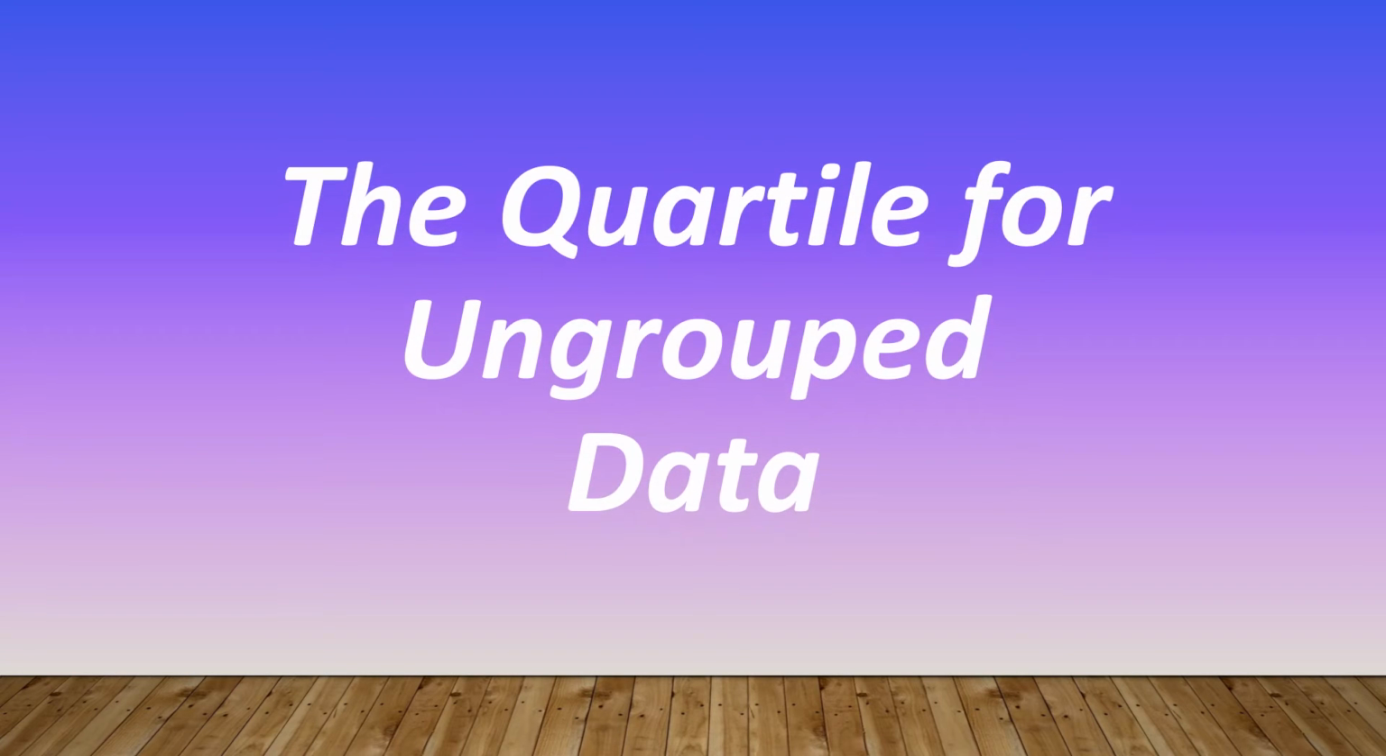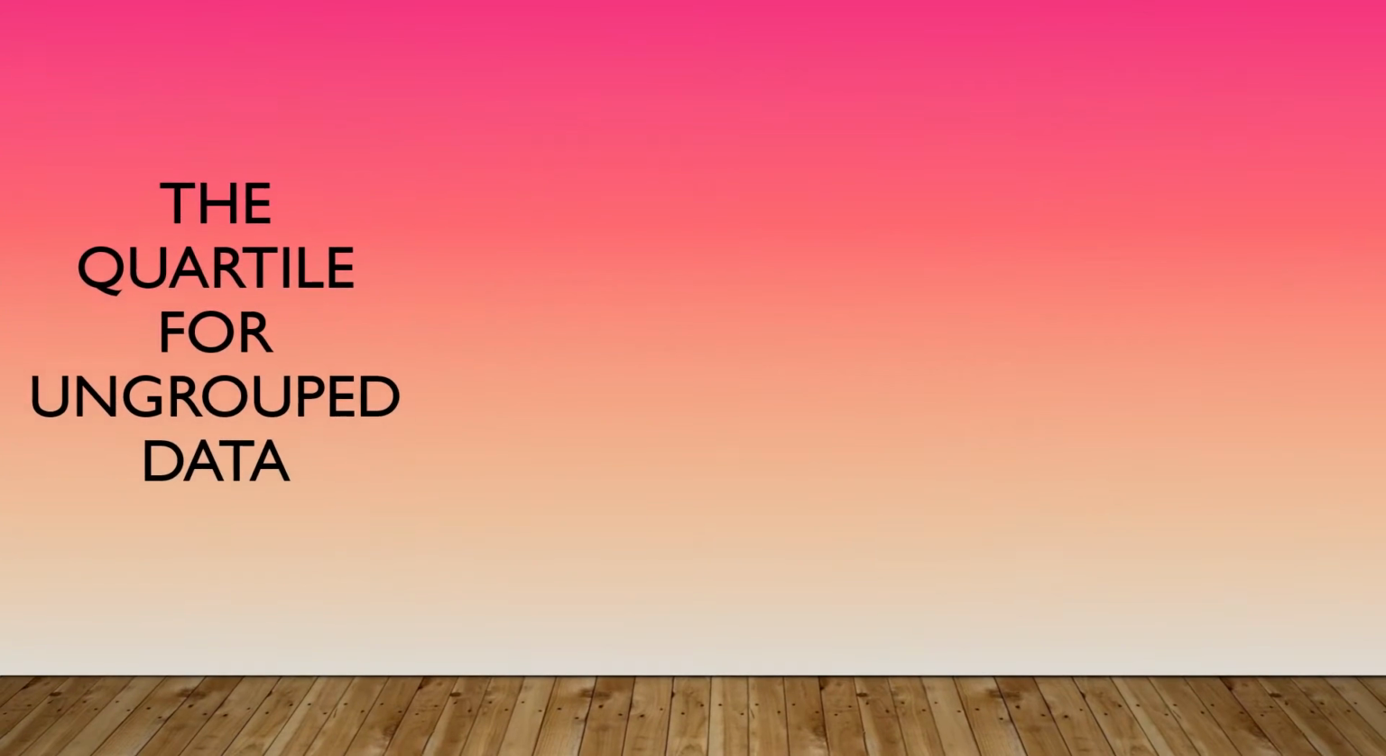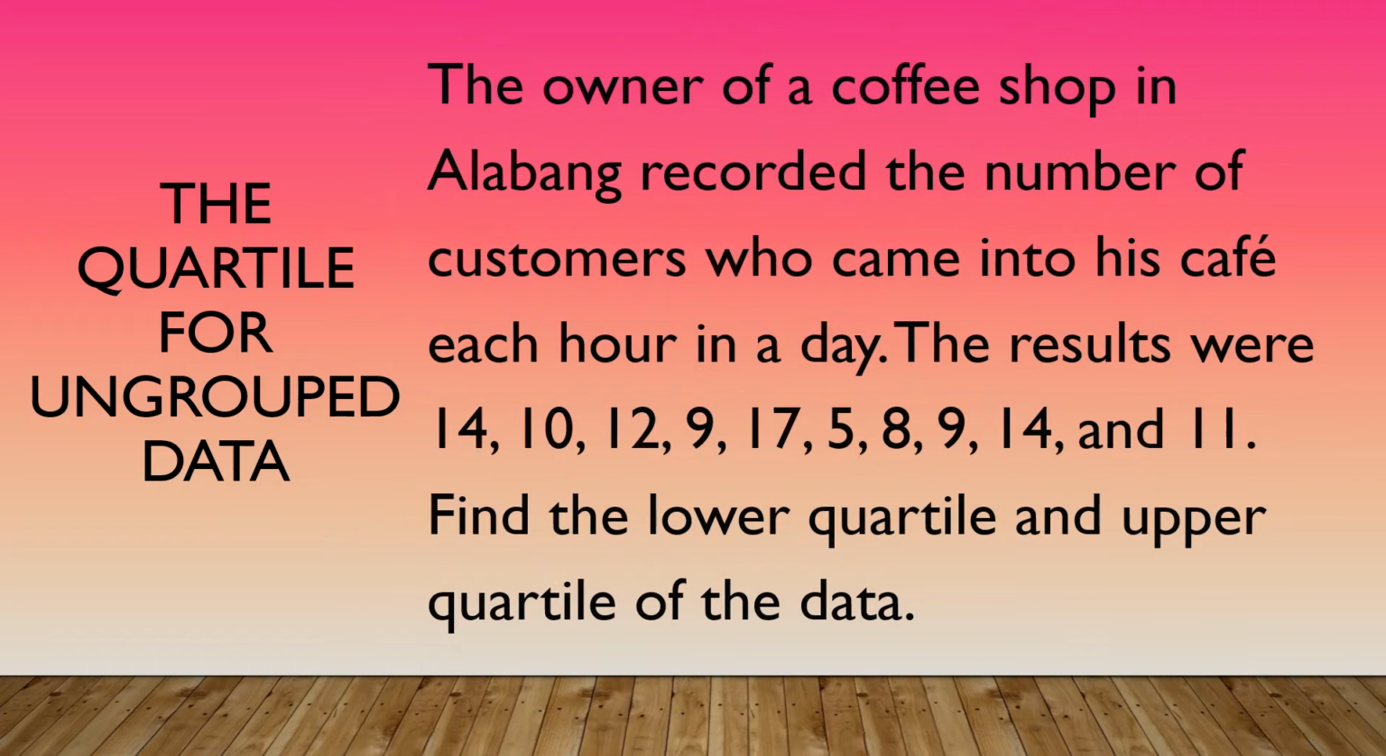Let us have an example to find the quartile for ungrouped data. The owner of a coffee shop in Alabang recorded the number of customers who came into his cafe each hour in a day. The results were 14, 10, 12, 9, 17, 5, 8, 9, 14, and 11. Find the lower quartile and upper quartile of the data.